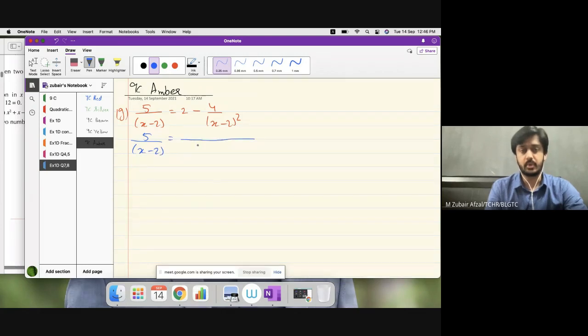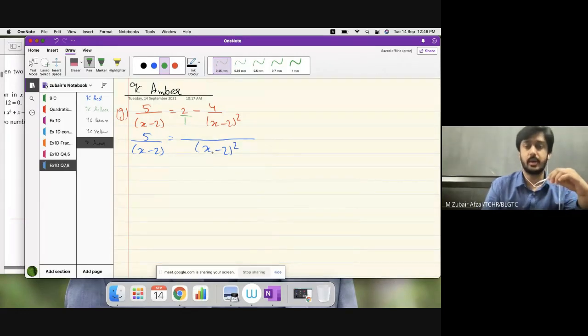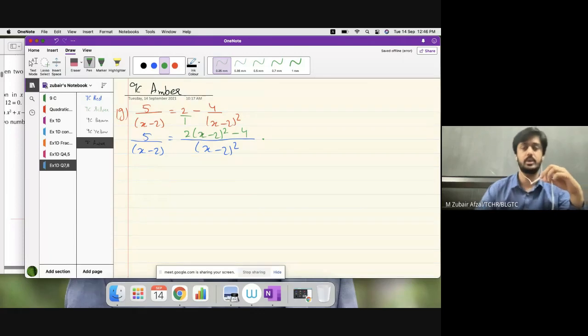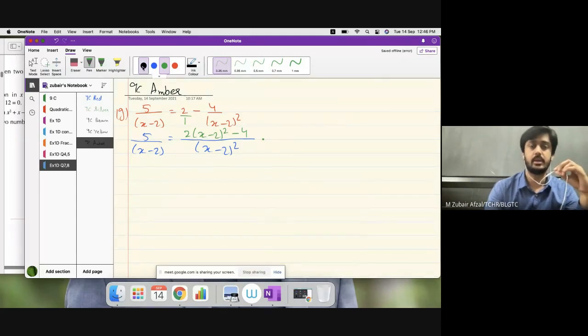So the LCM on the right hand side is x minus 2 whole square. And when there is nothing written, it is understood that this is 1. So divide this number, you get 2 times x minus 2 whole square minus 4. Any confusion till now? Anyone? Is it clear? Yes, sir.